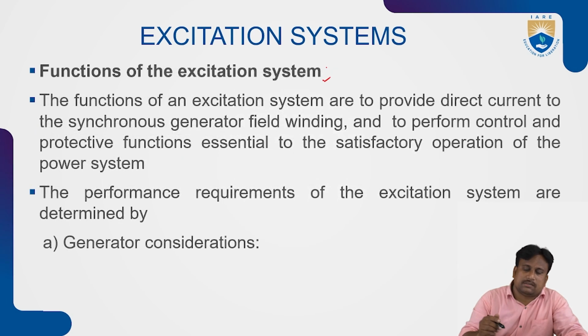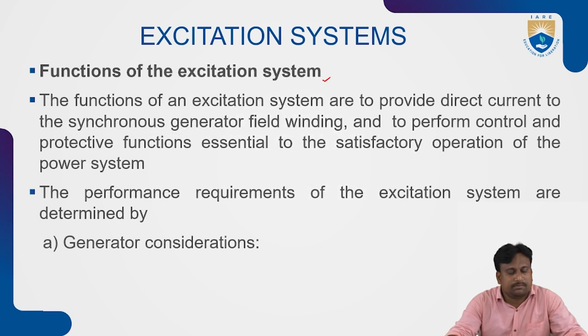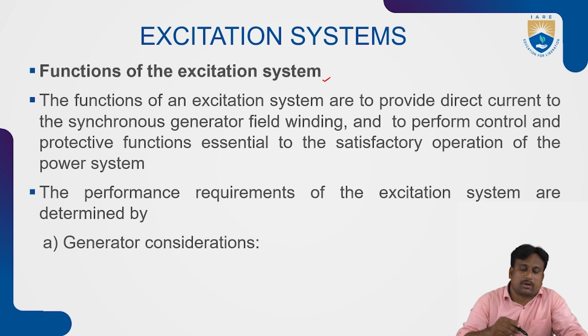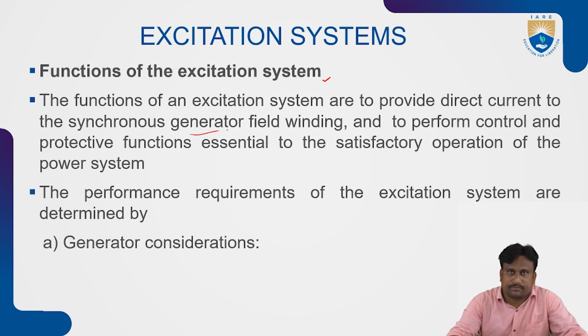Coming to the first case, that is the functions of the excitation system. So here the functions of the excitation system are to provide a direct current to the synchronous generator field winding. We have the alternator case. So to produce the power, for this we need to give the excitation that will be associated with direct current to the synchronous generator field winding, and to perform control and protective functions that are essential to the satisfactory operation of the power system network.